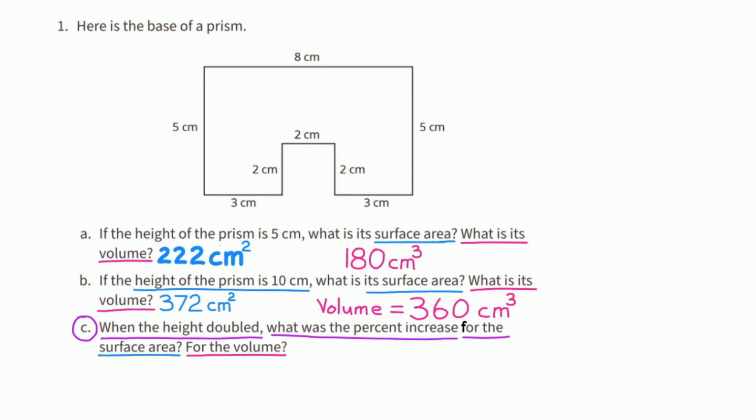Now we need to find the percent of increase for the volume. 360 minus 180 equals 180. So 180 divided by 180 shows that the percent of increase was 100%.